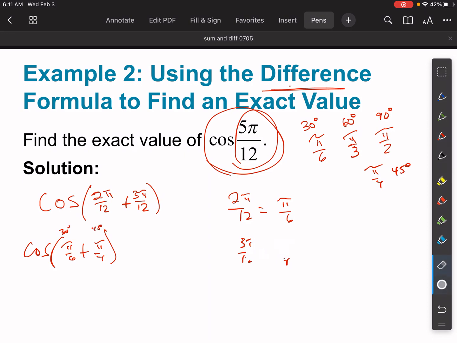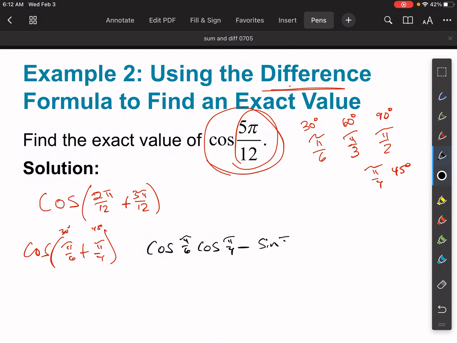So let's just use our sum formula again. We get the cosine of pi over 6 times the cosine of pi over 4, minus the sine of pi over 6 times the sine of pi over 4.